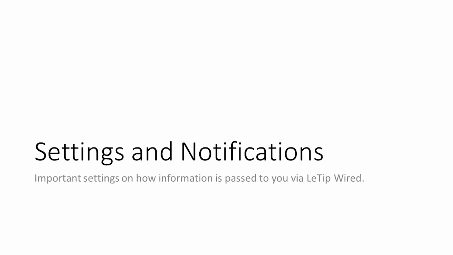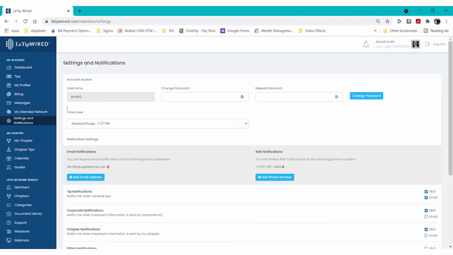The Settings and Notifications section is an important section for you to customize. It is here that you can determine where and how information is sent to you from LeTip International or from your fellow network members. In this section, you can update your password, set your time zone, specify what email address you want to use for LeTip Wired communications, what phone number you'd like to use for text messages, and various other communication protocols. The one I want to emphasize is the tip notifications.